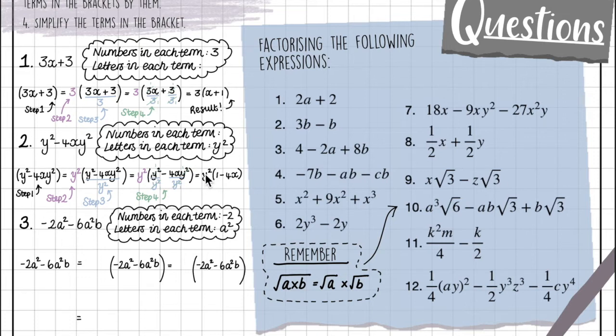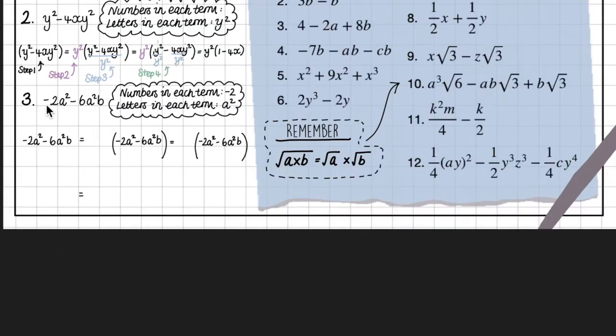This expression here is equal to this expression here, except this one is factorised. Now the final example, we have minus 2a squared minus 6a squared b. We all know this now. The first step to factorise an expression is to put brackets around the part of the expression that you want to factorise. Step 1, there we go.